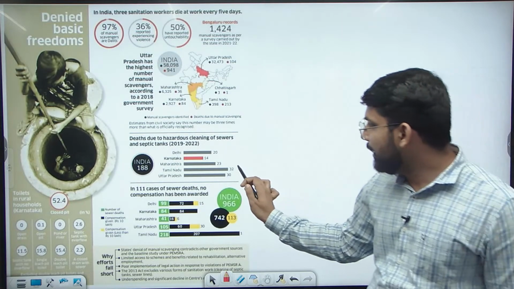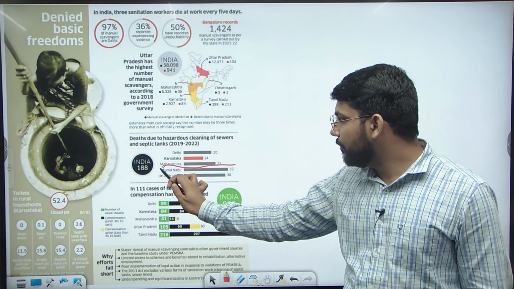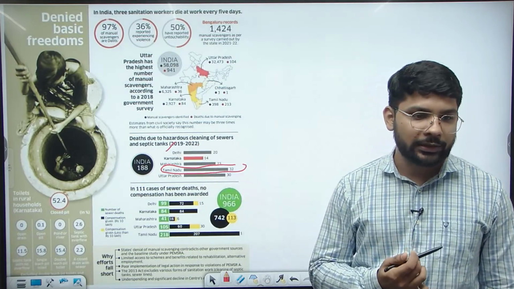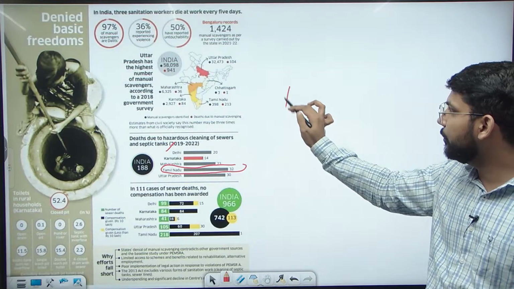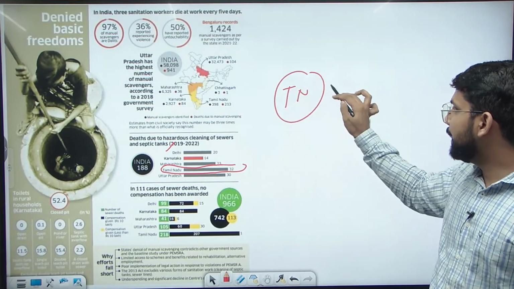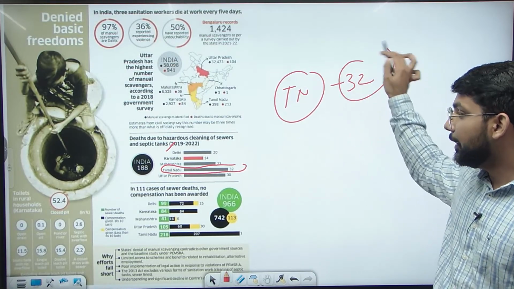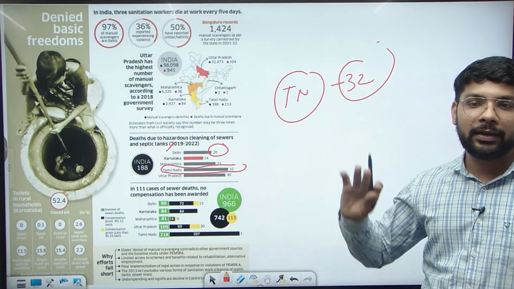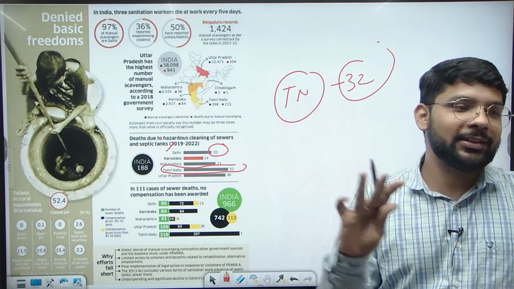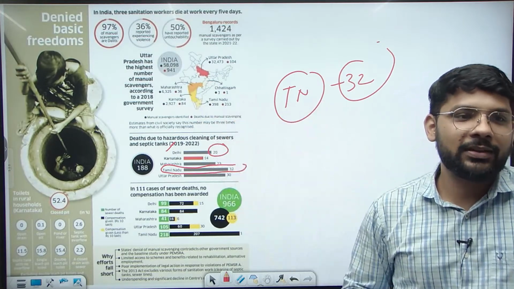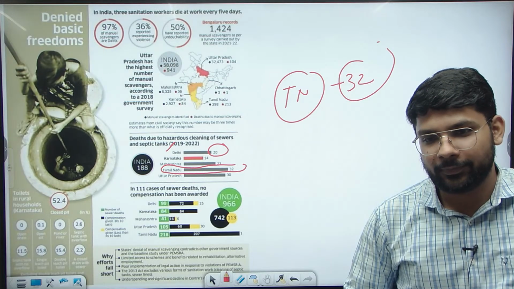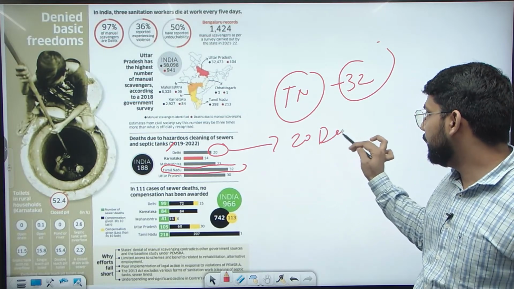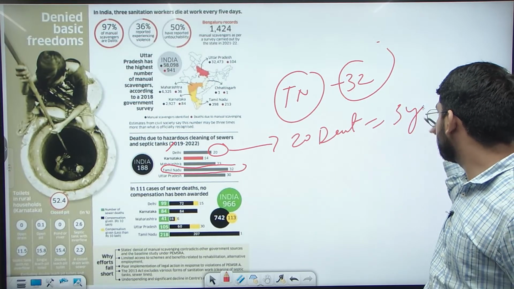Tamil Nadu is the state which faced the highest deaths between 2019 and 2022 in manual scavenging. So you can write the name of Tamil Nadu: the highest deaths, 32 deaths. Even in the capital, there are 20 deaths. If manual scavenging is going on in the capital, what is the situation in the other cities of the country? So you can write about the 20 deaths in the capital in the last 3 years.